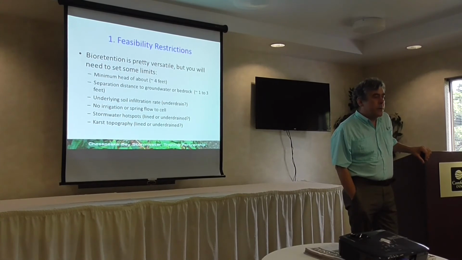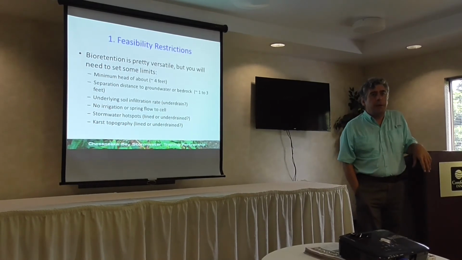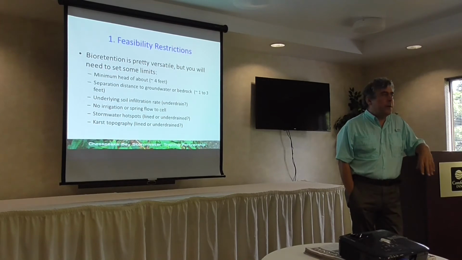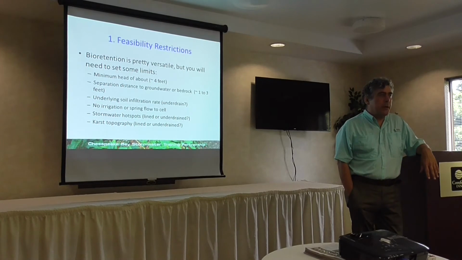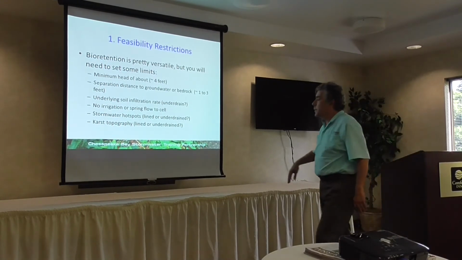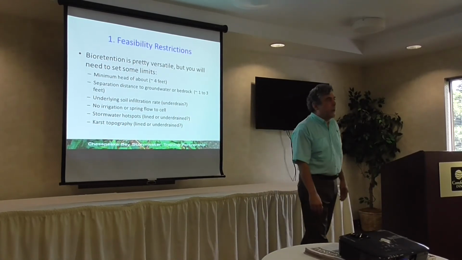The other one relates to the soil infiltration rate. The only other true killer is if you have a really wet site with a spring or some kind of irrigation that's sending water on a full-time basis to it. That doesn't work. You want to create something like a wet swale or a wetland or some other alternative than that. Then the other 2 issues, you have karst topography and stormwater hotspots.